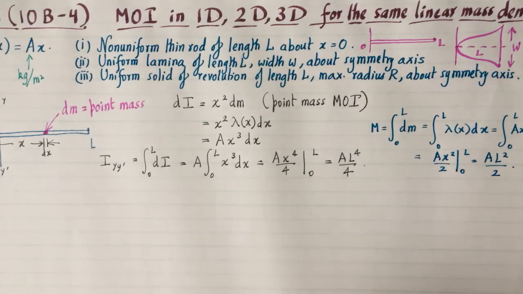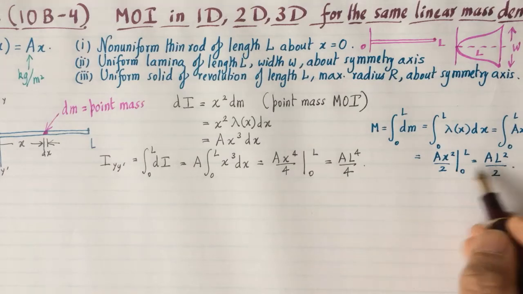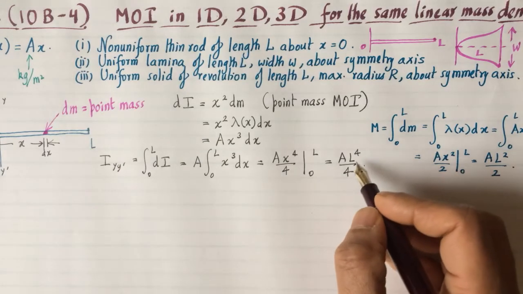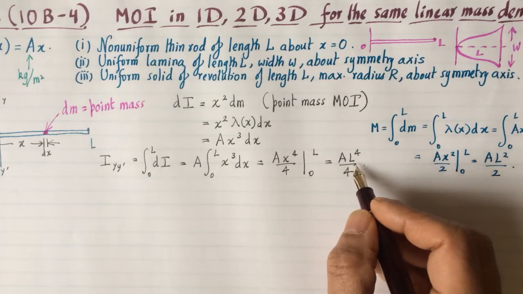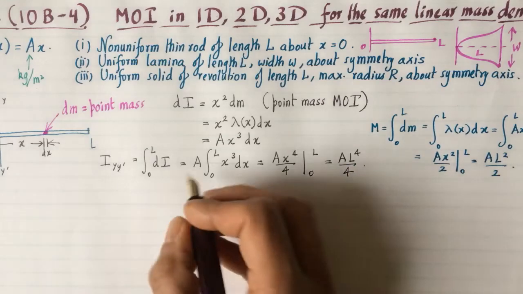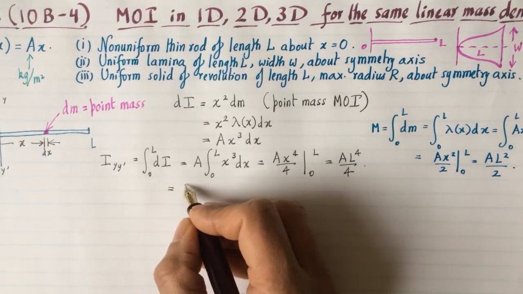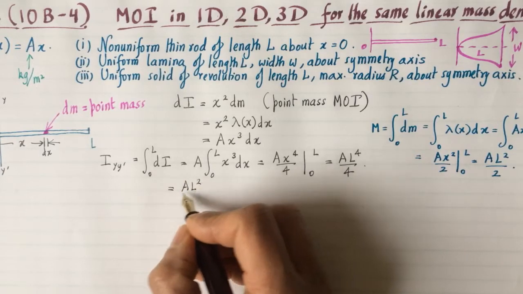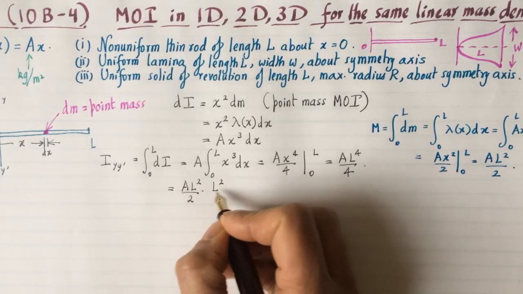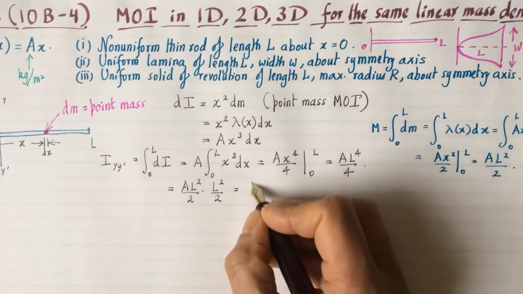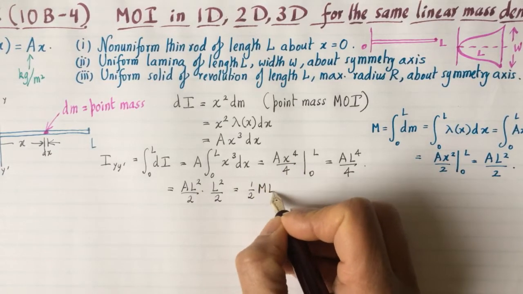Now what we're going to do is isolate A L squared over 2 from the answer here. That's easily done. A L squared over 2 times L squared over 2 is A L to the 4 over 4. So this answer can be written as A L squared over 2 times L squared over 2. So I'm going to get 1/2 m L squared.